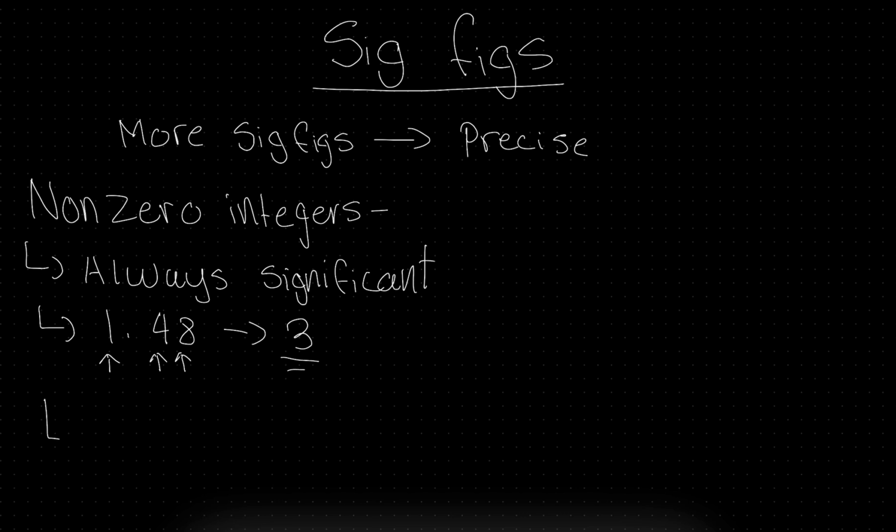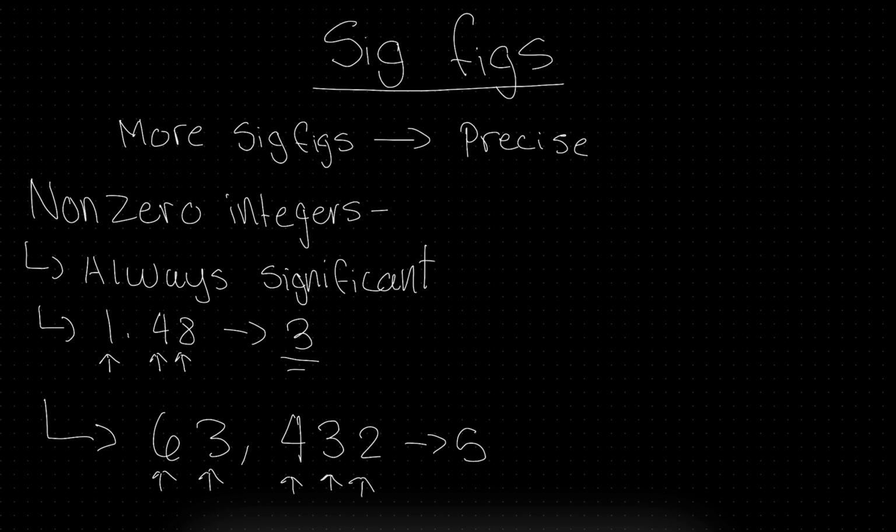Now your turn. How many significant figures does the number 63,432 have? Feel free to pause the video. Alright, hopefully you got 5 significant figures. Let's see why. 6 is a non-zero number. 3 is a non-zero integer. 4 is a non-zero integer. 3 again is non-zero, and 2 is non-zero. And there are 5 of them. Therefore, 5 significant figures.